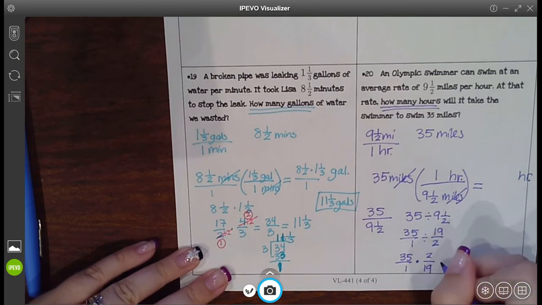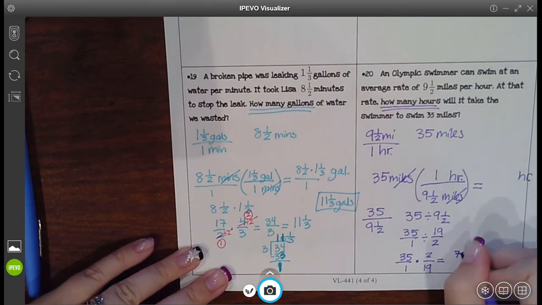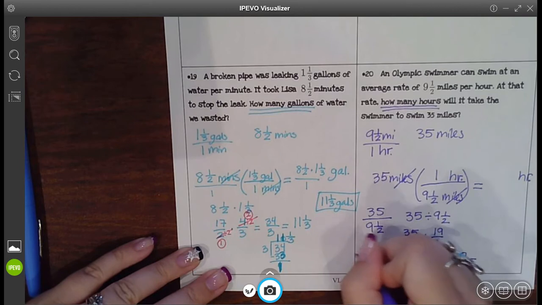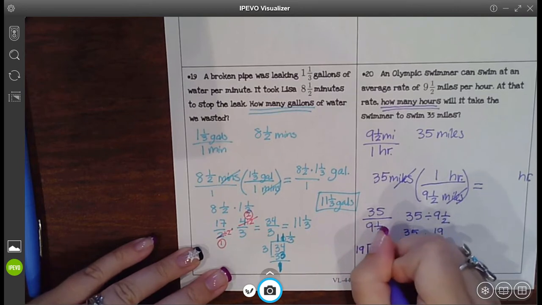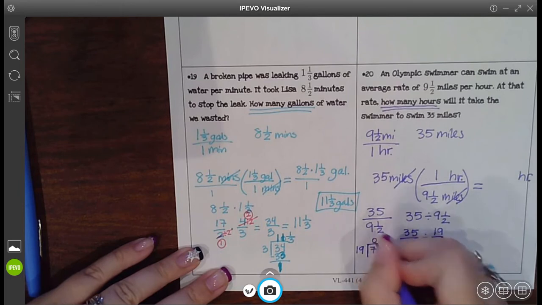And now we just move on like normal. I can't cross cancel these, so I'm just going to multiply across. 35 times 2 is 70. 1 times 19 is 19. Now I need to change this back to a mixed number. I'm going to have to do long division because I can't do that in my head. Okay, 19 can't go into 7, but it can go into 70.